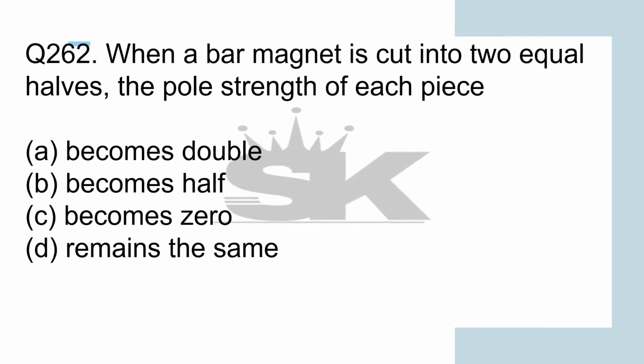When a bar magnet is cut into two equal halves, the pole strength of each piece remains the same. The pole strength of each piece, when a bar magnet is cut into two equal halves perpendicular to its length, is the same as the pole strength of the original bar magnet. Okay.